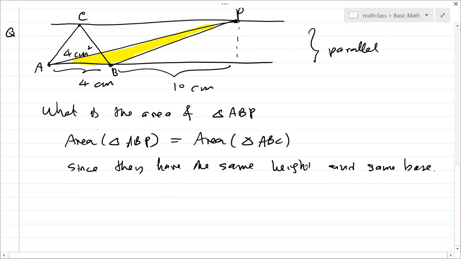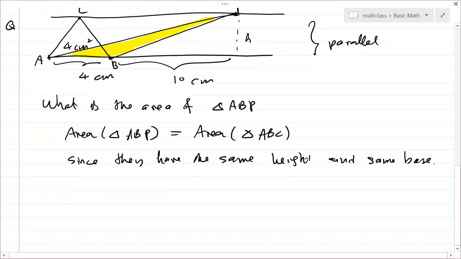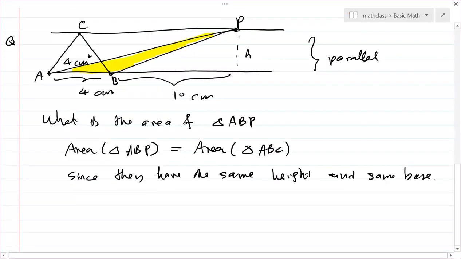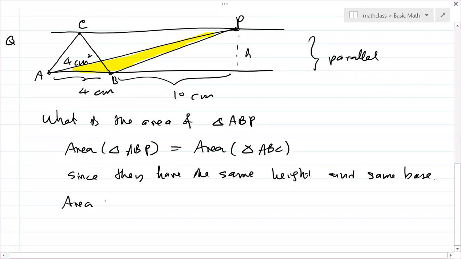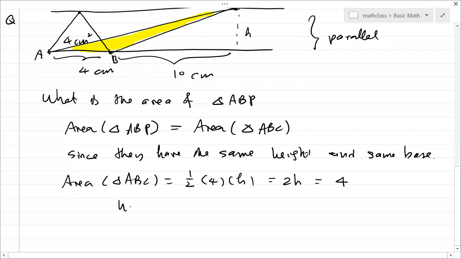Can you find the height of this triangle? You don't know? Can you find the height if you want? Yes. If the height is h, then the area of the triangle ABC is half of the base times height, which is 2h. But we are already given that this is 4 square centimeters, so h is going to be 2 centimeters. Okay, if you want to find the height, you can.